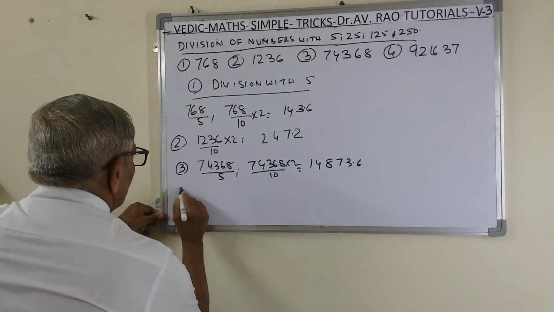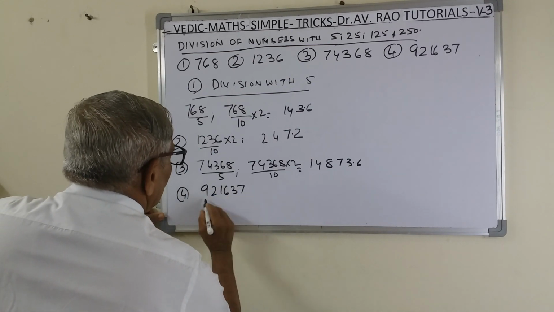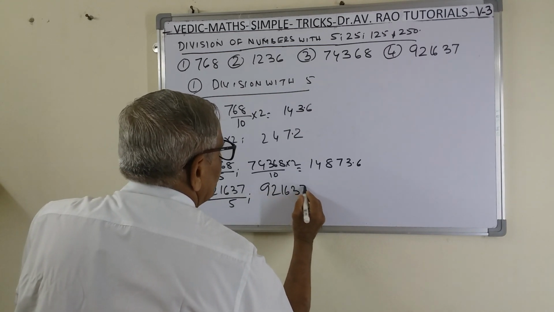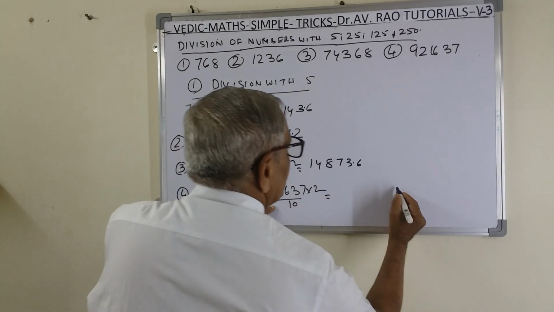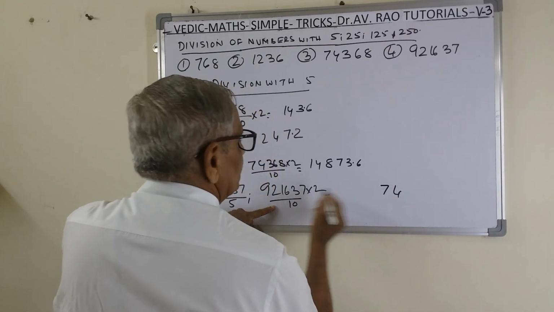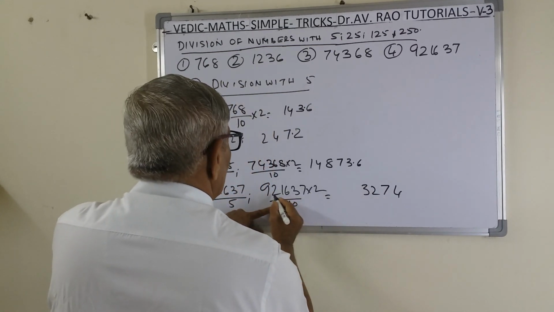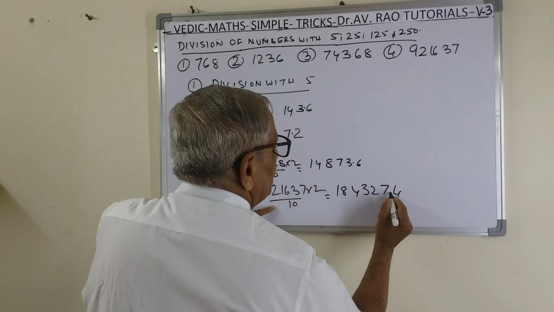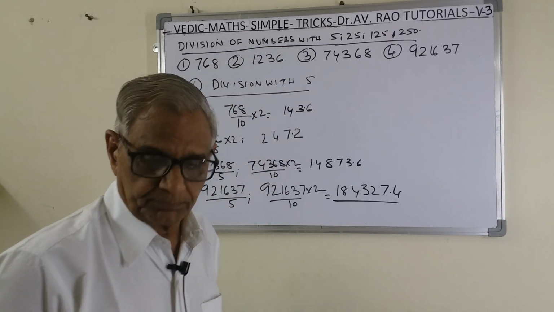So let us take the fourth example. 921637 divided by 5 can be written as 921637 into 2 by 10. So multiplying it, 2 7s are 14 and 2 3s are 6 plus 1 is 7, 2 16s are 32, 32, 2 2s are 4, 2 2s are 4 plus 4, 2 9s are 18. So simply put a dot here. So this will be the answer. See friends, how quickly we are getting the division.